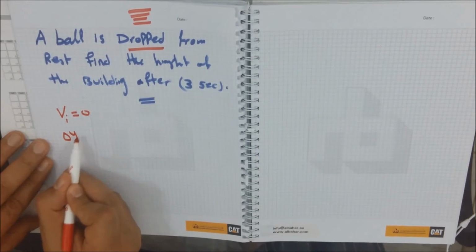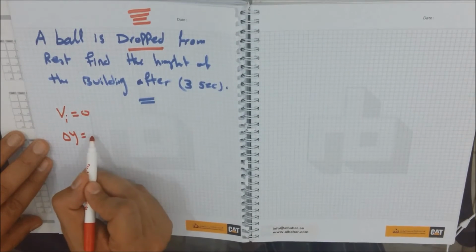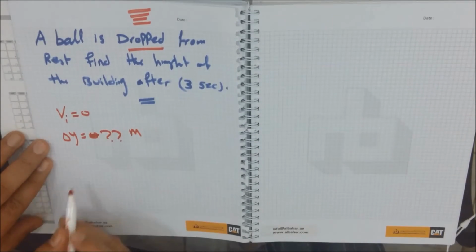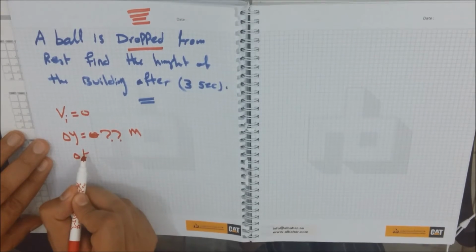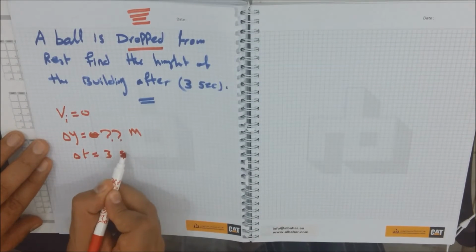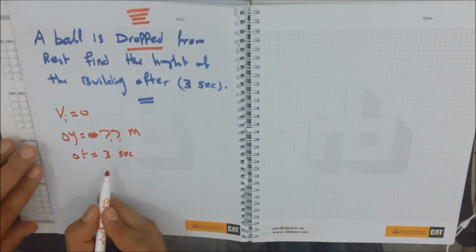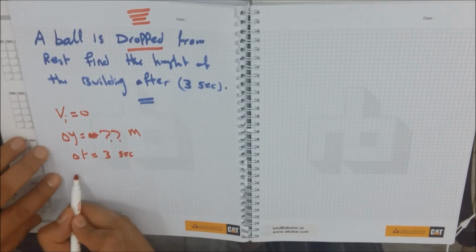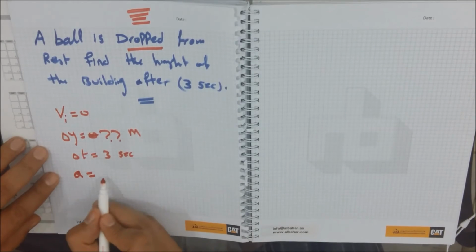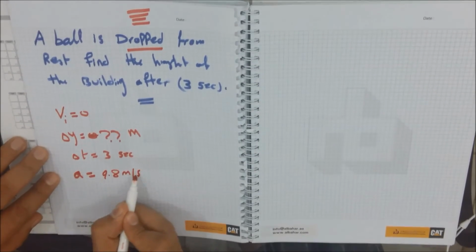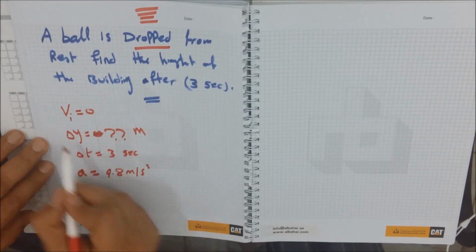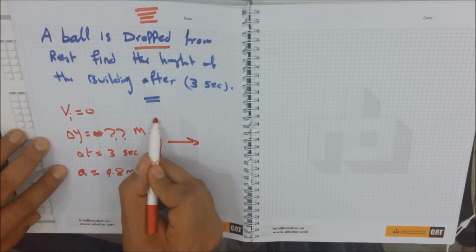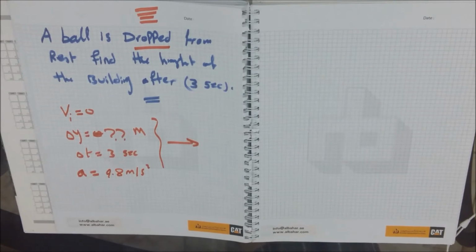From rest, find the height. I need delta y, which is equivalent to delta x on the horizontal axis. This is not known: the height of the building after 3 seconds. Delta t is 3 seconds. But we are missing something here. Because it's a free fall, the acceleration is always given even if it's not mentioned. So it's 9.8 meters per second squared. So these are your givens and your question. What is not mentioned here by any means? I will give you some time to think.